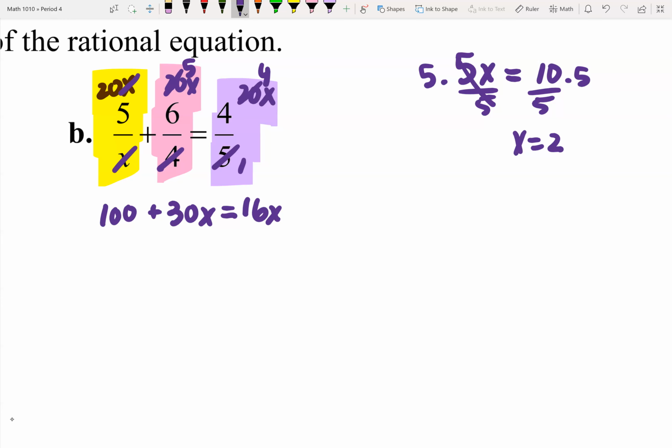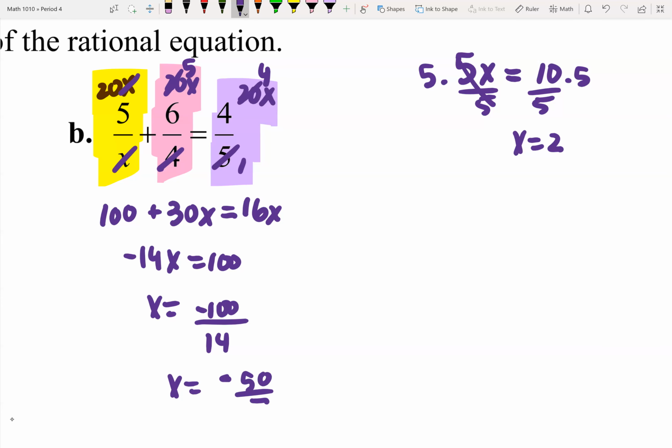Okay. Move your 30 over, it becomes a negative. So I have a negative 14x equals 100. Divide by negative 14. And I get negative 100 over 14. Is that acceptable? No. No, reduce it. So x equals negative 50 over 7.